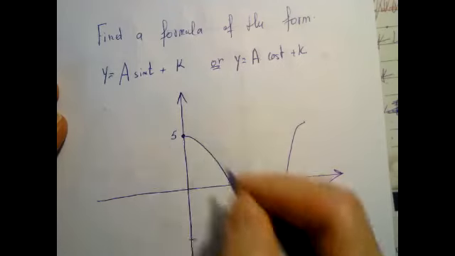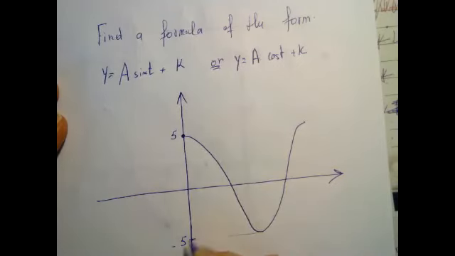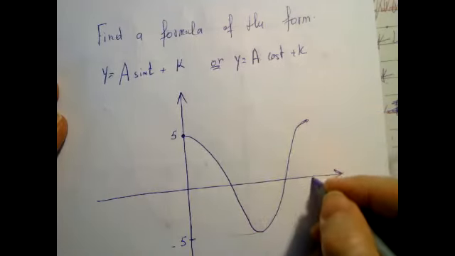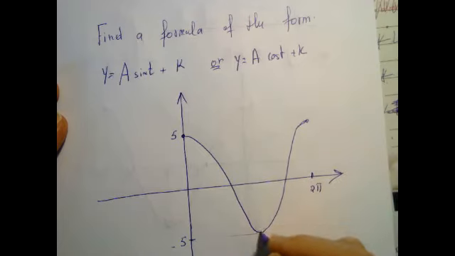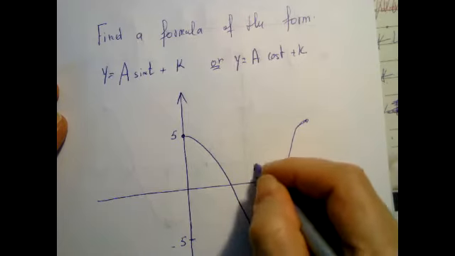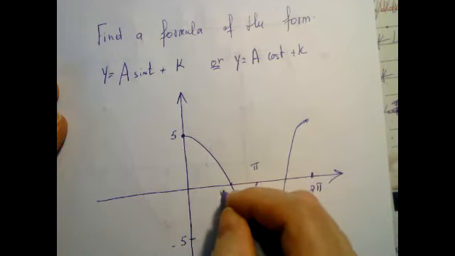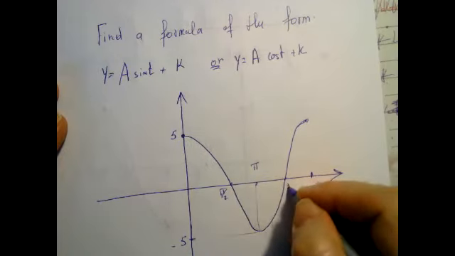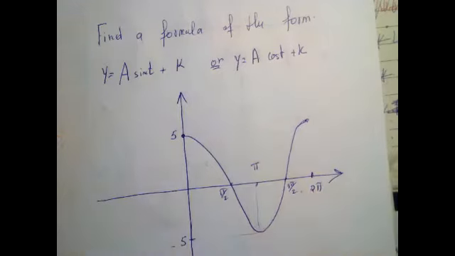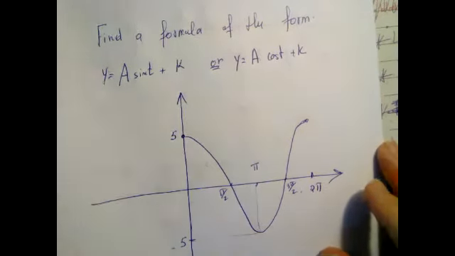Because I put 5 here. This is -5. And this is my 2 pi. And this is pi over 2, and 3 pi over 2. Okay. What's a formula for this graph?